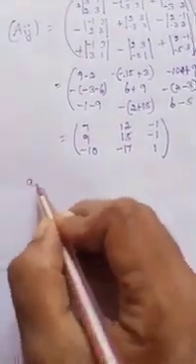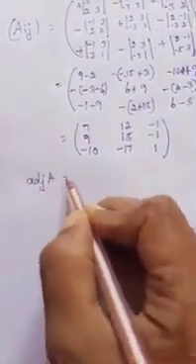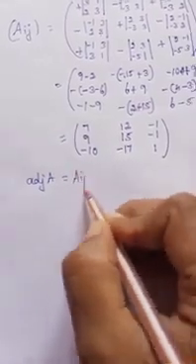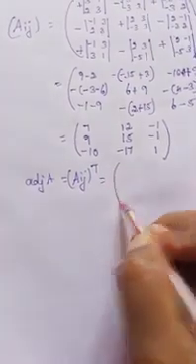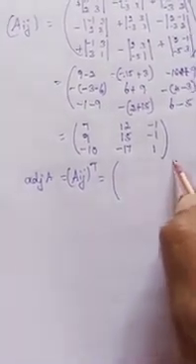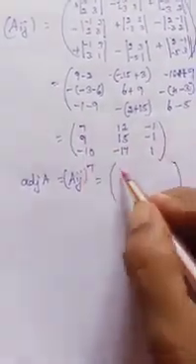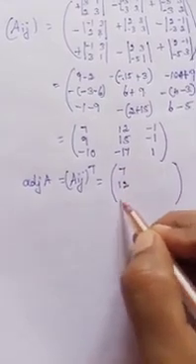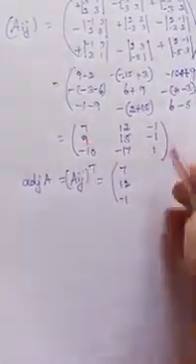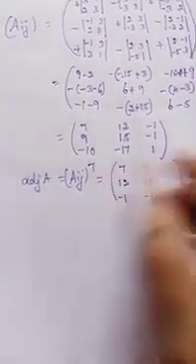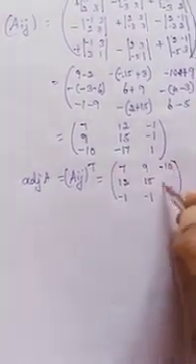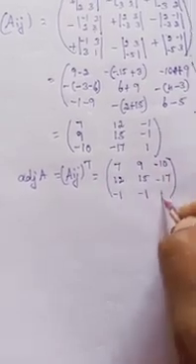Now we can find out Aj. We know that Aj is equal to Aij the whole transpose. Transpose means what is that? Writing the row and exchanging the row and column. So 7, 12, minus 1. And this is 9, 15, minus 1. And this is minus 10, minus 17, 1.